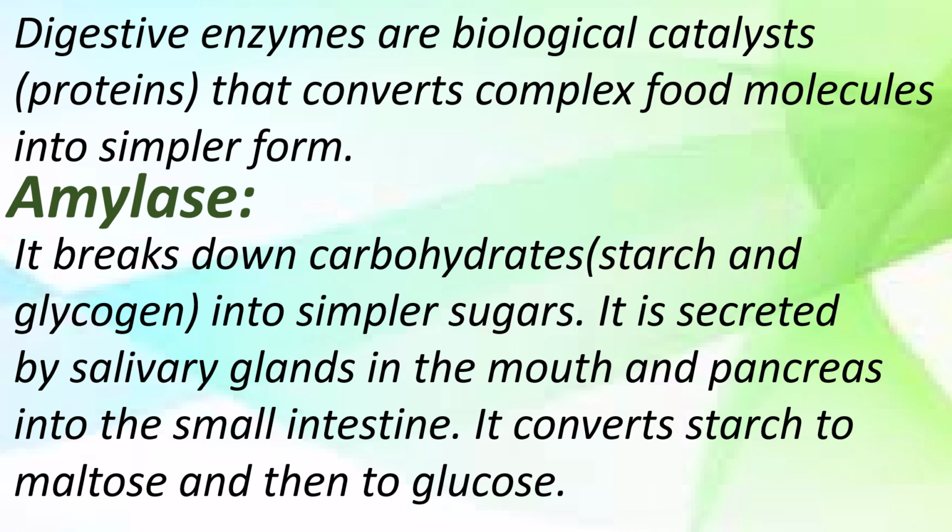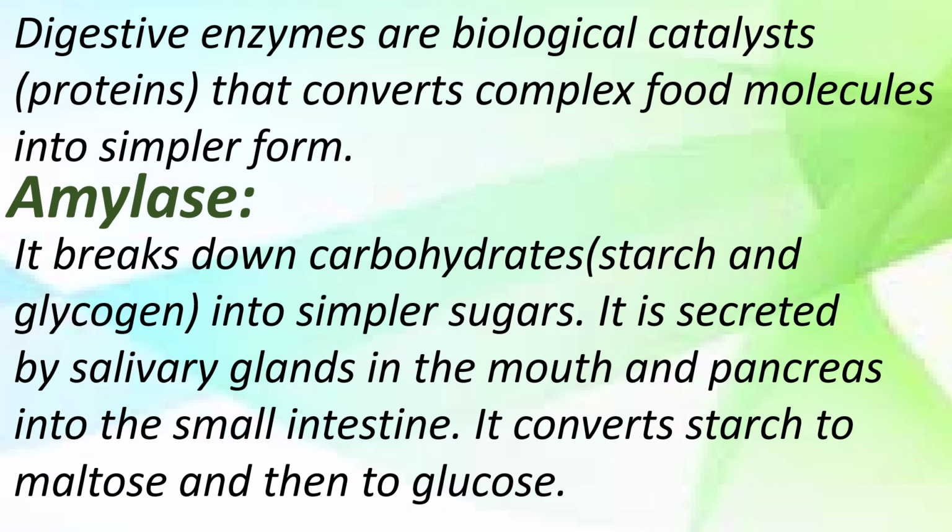Our first enzyme is amylase. It is an enzyme for carbohydrates. Amylase breaks down carbohydrates, starch and glycogen, into simpler sugars. It is secreted by salivary glands in the mouth and by the pancreas into the small intestine. It converts starch to maltose and then to glucose.